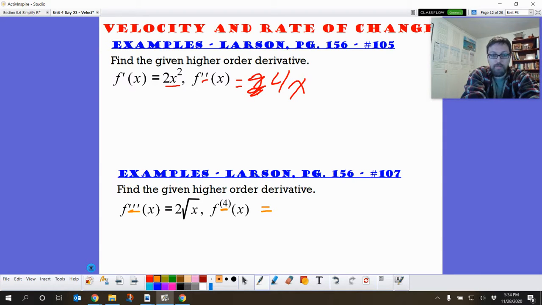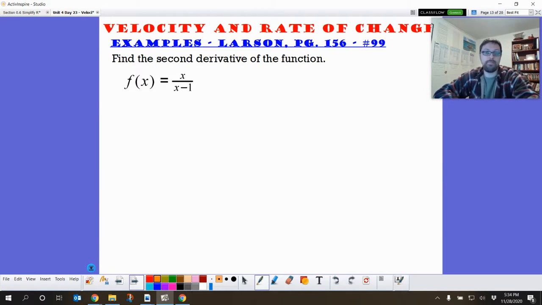So you would do the power rule. You would do 2 times 1/2, and then that x would get reduced and would become negative 1/2. So we make that 2 times 1/2 to be a 1. So we get 1 over the square root of x, because I want to drop that to the denominator because it's negative.